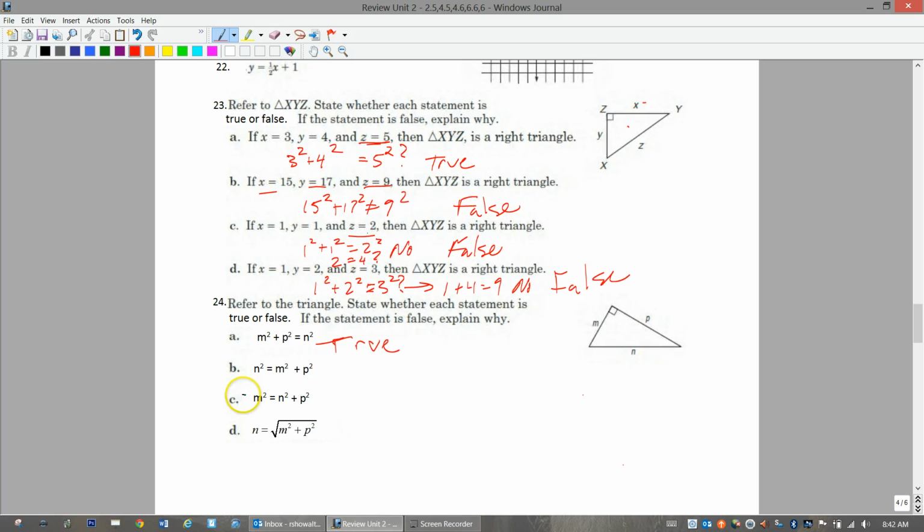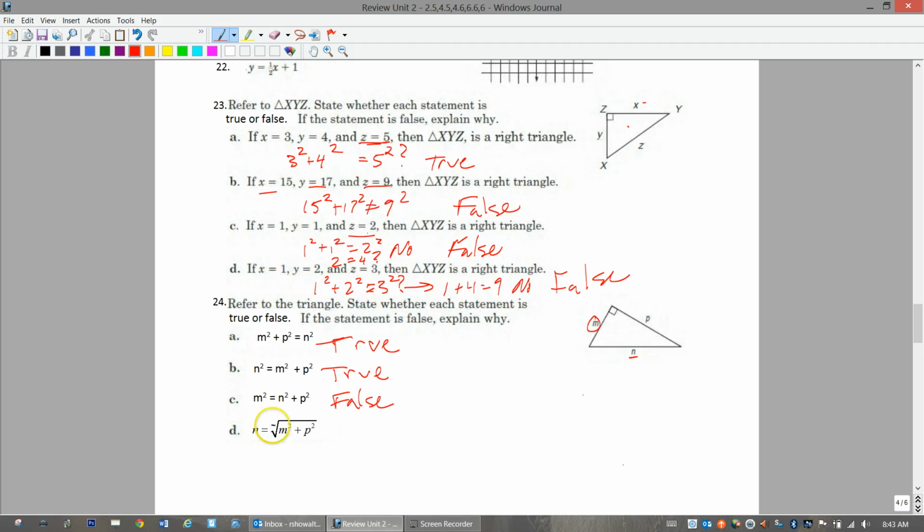Okay, and B, is that true? Let's see. So n squared is on the other side of the equal sign. That's got to be the hypotenuse, then we're good. M squared and p squared, yeah, that's true. You actually just use the symmetric property of equality for A, which turns it into B. Anyway, so next, is C true? M squared is by itself on one side of the equal sign. No, it's not true. This one's going to be false because m is not the hypotenuse in the picture.